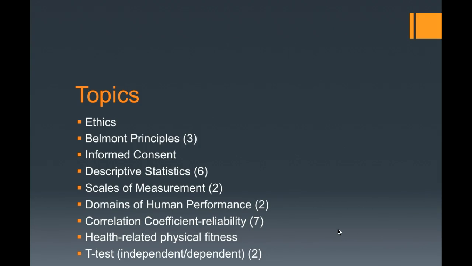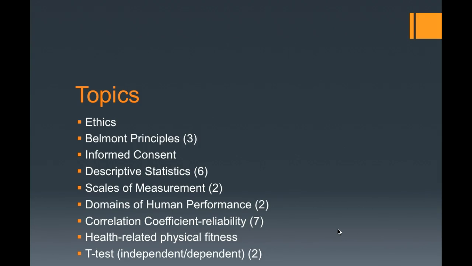So make sure you remember the domains of human performance, which are the cognitive domain, the affective domain, and the psychomotor domain. The one that we work in is where we talk about health-related exams and skill testing. All that is under the psychomotor domain. So just remember to review those and understand what is measured under each of those domains.